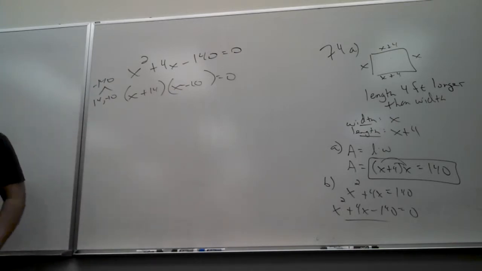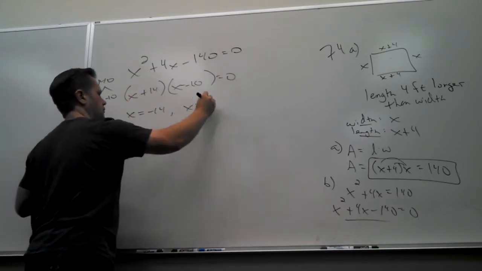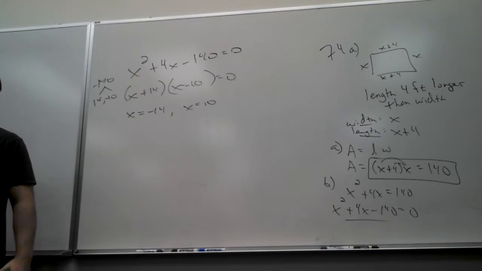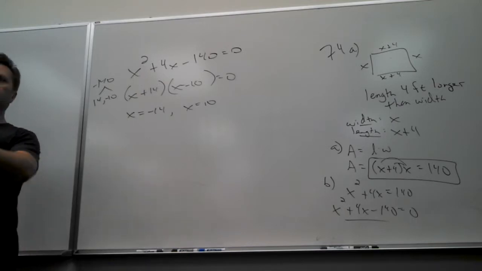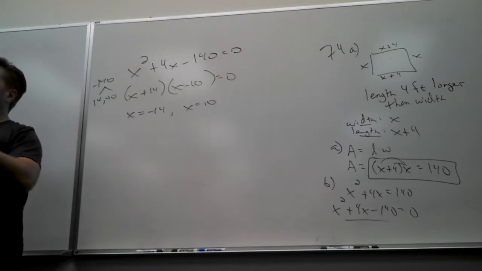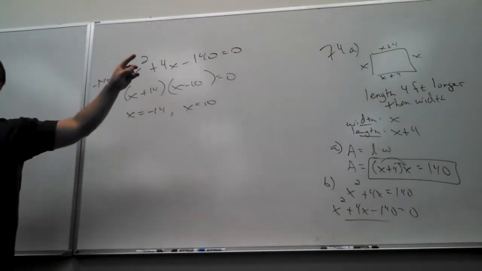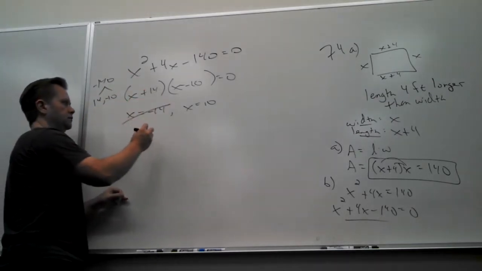What two answers do you get? You get x equals negative 14 and x equals 10. Now, which one of those makes no sense? Good. The numbers work. If you're just talking about numbers, that's a valid answer. But if we're talking about side lengths of a rectangle, that one can't be done.